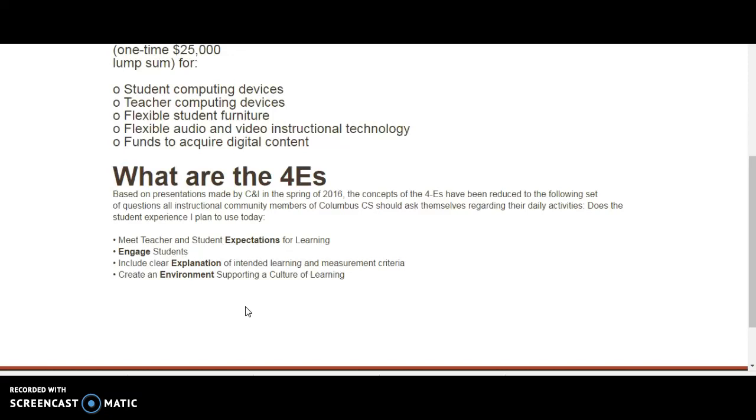Based on presentations made by the Curriculum and Instruction in the spring of 2016, the concept of the 4 E's have been reduced to the following set of questions all instructional community members of the Columbus City Schools should ask themselves regarding their daily activities. Does the student's experience I plan to use today meet these requirements? Meet the teacher and student expectations for learning, engage students, include clear explanations of intended learning and measurement criteria, and create environments supporting the culture of the climate.